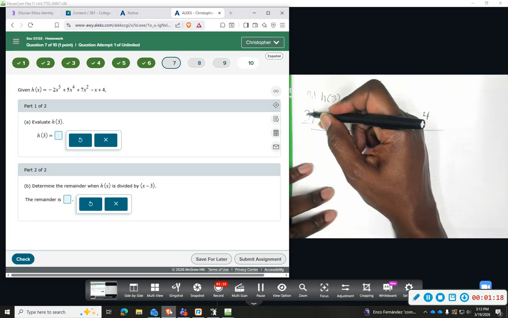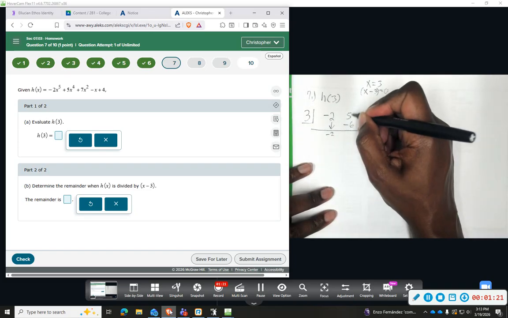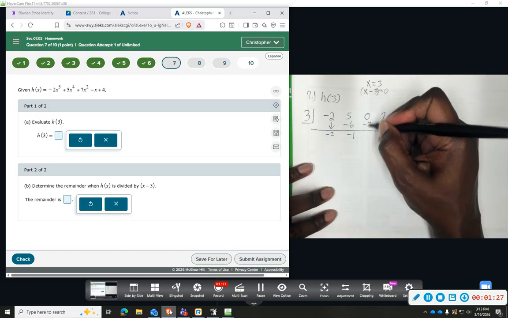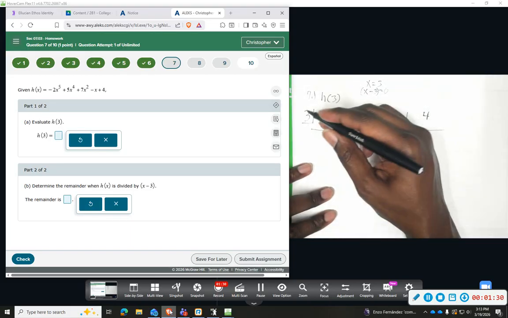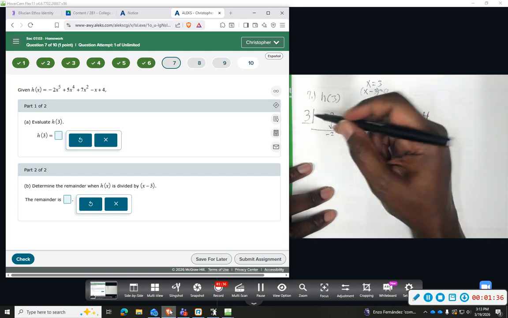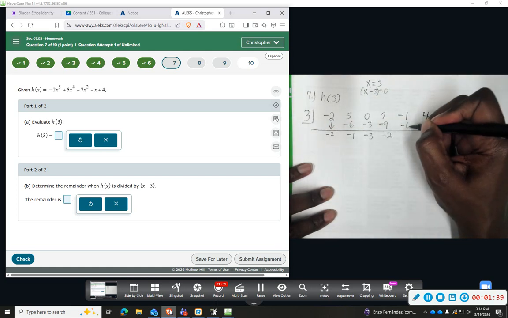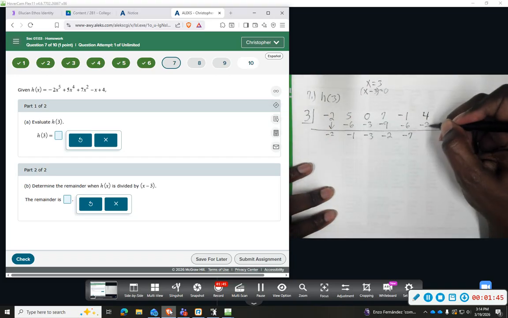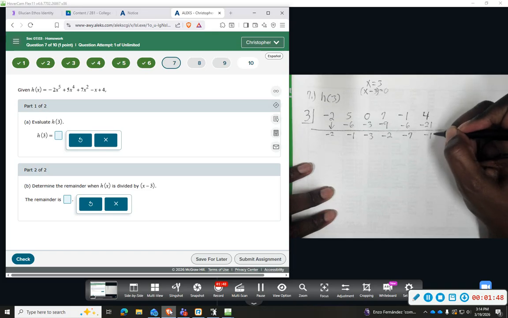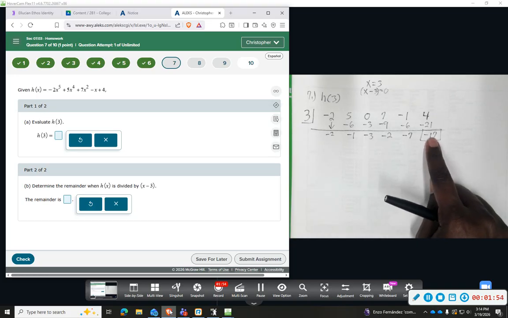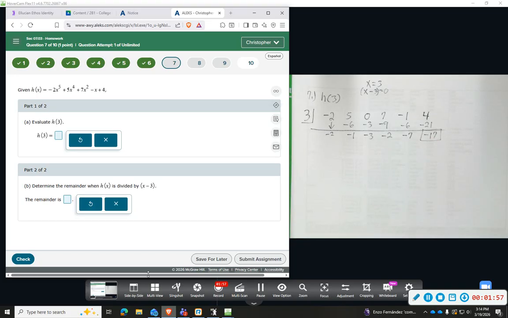Okay, so 3 times negative 2, negative 6, subtract, we get a negative 1. 3 times negative 1, negative 3, combine, we get a negative 3. 3 times negative 3, negative 9, combine, we get a negative 2. 3 times negative 2, negative 6, combine, we get a negative 7. And then 3 times negative 7, negative 21, combine, we get a negative 17. Okay, so 17 is the value. The remainder is the same as the value when you plug it in. Okay, so h of 3 is going to be negative 17.